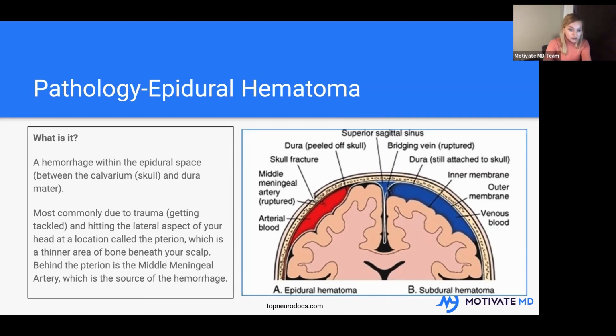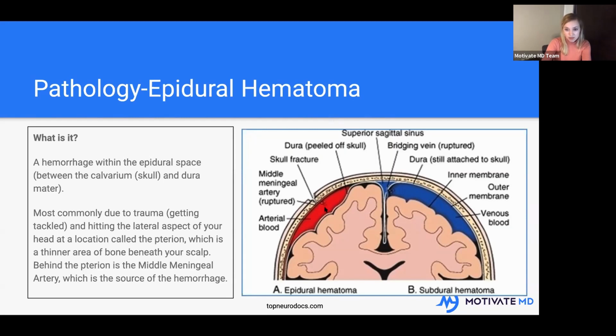to trauma. And there is an artery right beneath it called the middle meningeal artery. If you get hit in just the right spot hard enough, that can cause damage to the middle meningeal artery, can cause rupture. And that's what causes the bleed. So it's an arterial bleed.